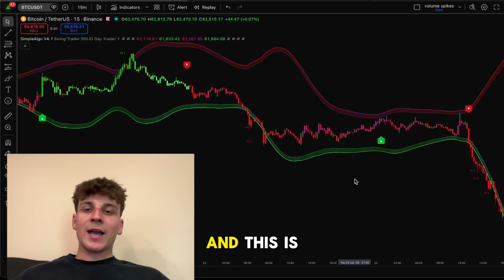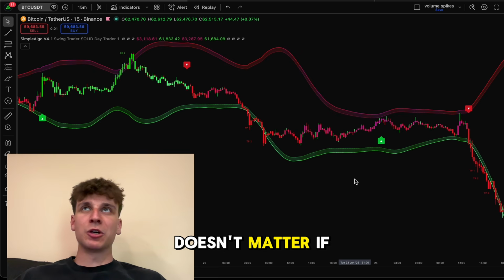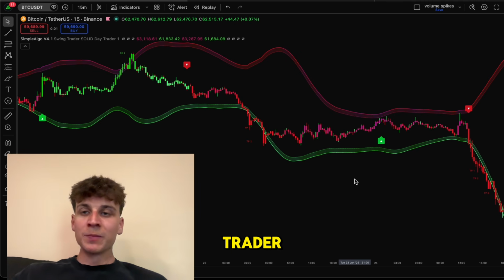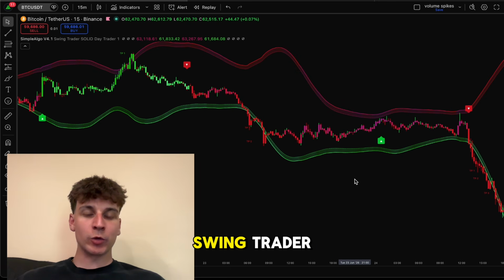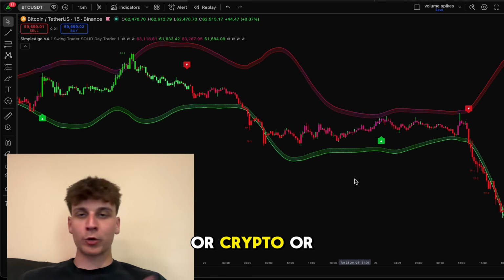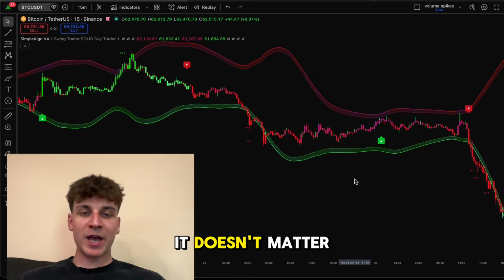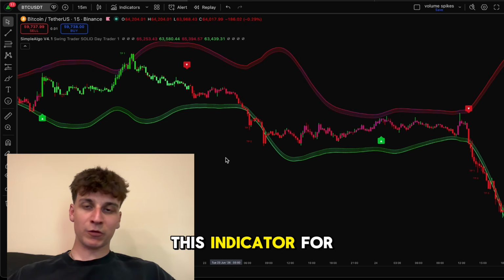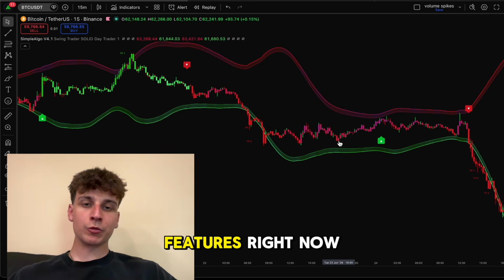Simple Algo V4. And this is perfect because it doesn't matter if you're a beginner, an intermediate trader, or an advanced trader. Doesn't matter if you're a day trader or a swing trader. It doesn't even matter if you trade stocks or gold or crypto or Forex or futures. Doesn't matter. Any chart that you can view on TradingView, you can use this indicator for. And I'm going to go over these features right now.